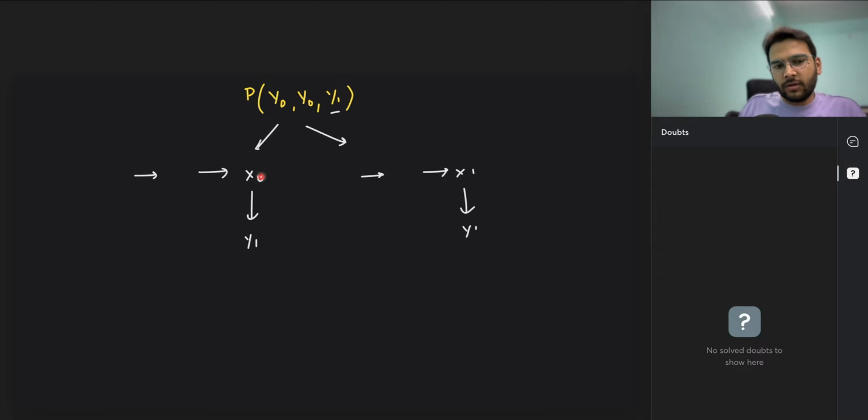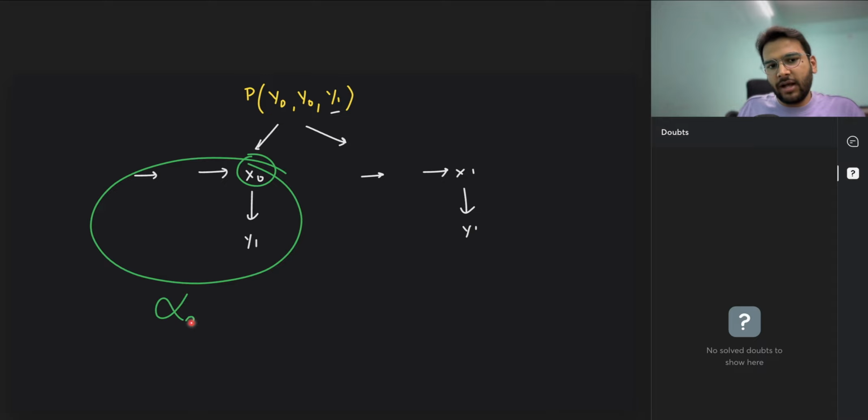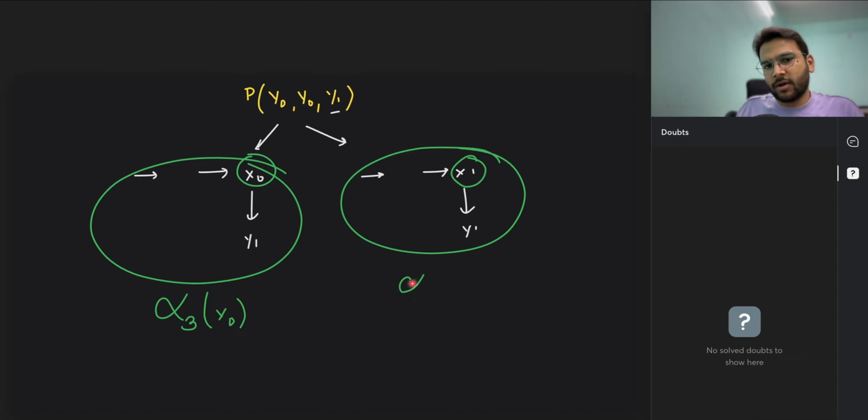Fine. So this is what? On the third day, it is x0, so I'm writing alpha 3 of x0. On the third day, it is x1, so I'm writing alpha 3 of x1. Clear now? Now, what is this alpha 3 of x0?